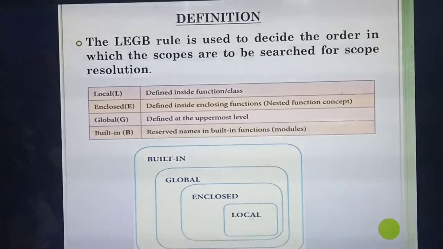Which is the first letter? L. L defines local. For this 3-mark question, you need to write the definition the same as it is given in the textbook. So you need to write the definition first. Then you need to draw the tabular column. Then you need to draw the diagram the same as they have given in your textbook and this slide.